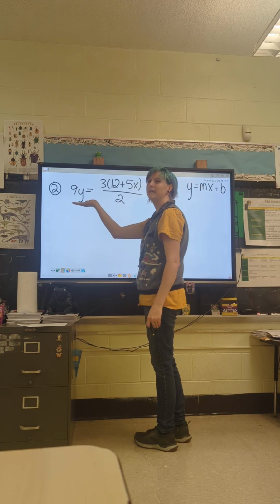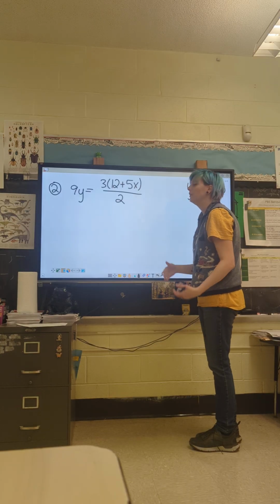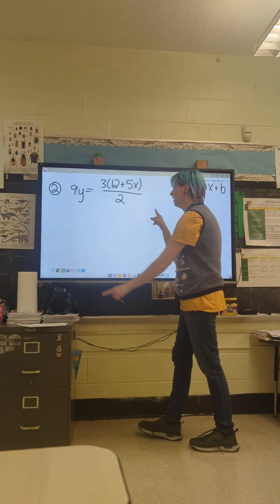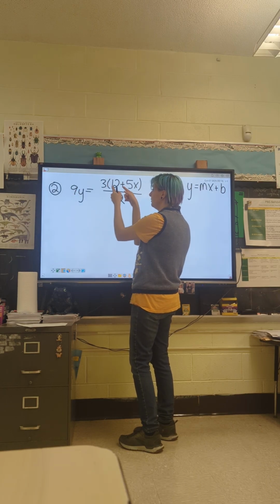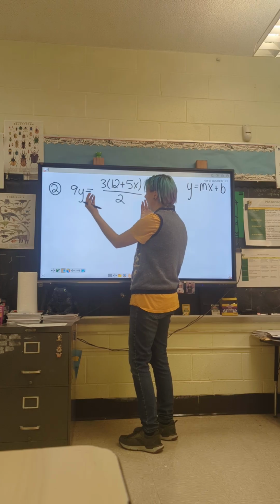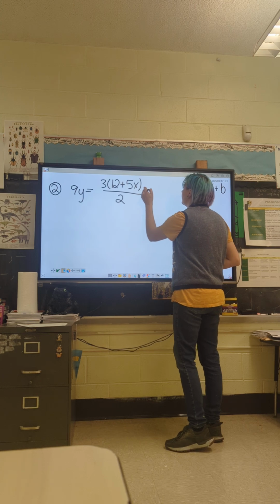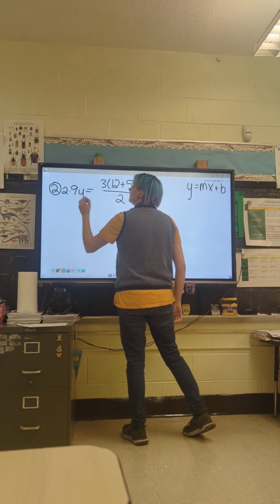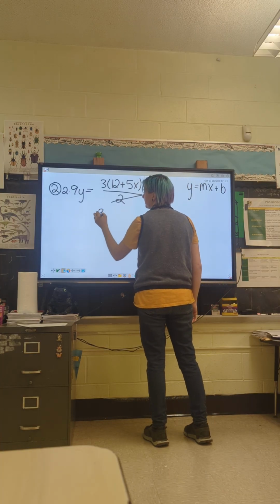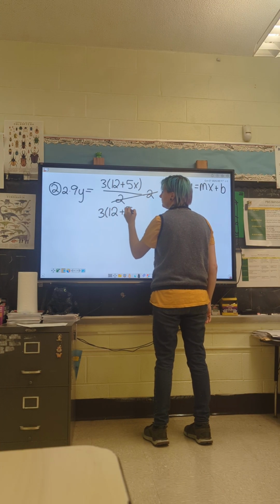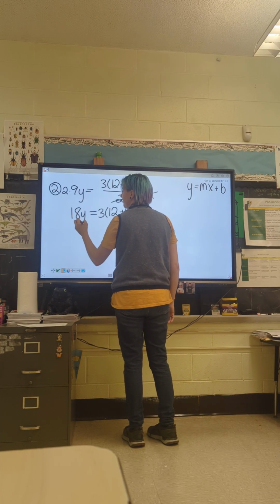Preloaded, ready to go. Y is almost by itself, but this isn't. We've got to deal with all this. You could do 2 things. You could multiply both sides by 2, then distribute, or distribute and multiply both sides by 2. I'm going to do the 2 first, because I feel like it. No good reason. Both are fair. So times 2 on both sides. 2 divided by 2 is 1 times this stuff, which is just this stuff, equals 2 times 9, which is 18y.